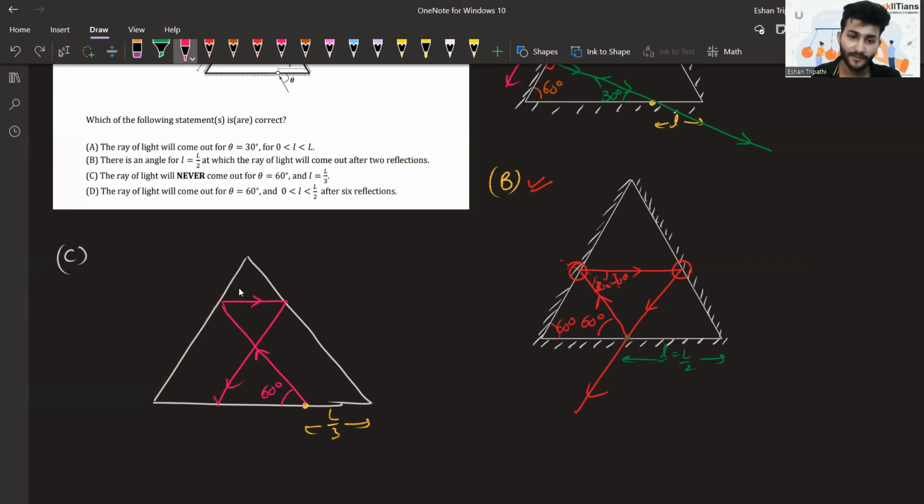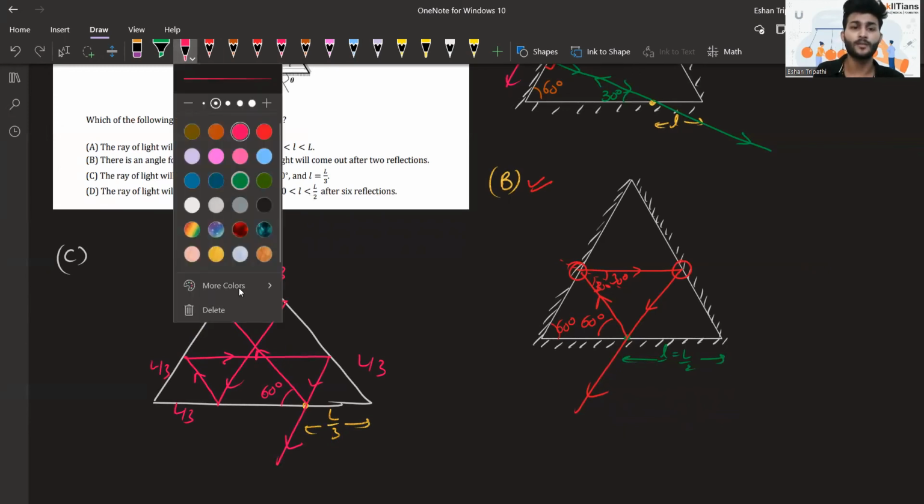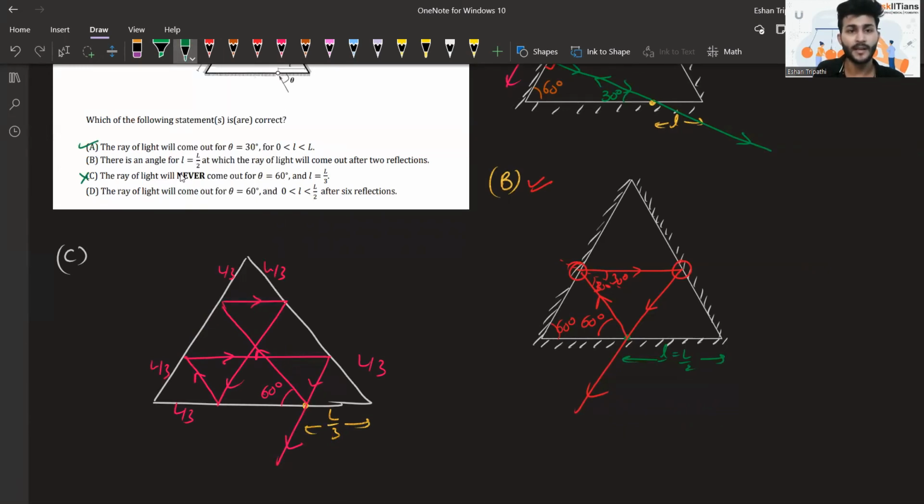Then again, it will reflect from over here. L by 3, all these distances will be L by 3, L by 3, L by 3, L by 3, L by 3. Then it is going to reflect from here. This will also be L by 3. And just imagine, using symmetry, again, this ray of light will come out. Is it that it will never come out? No. C part is wrong. A was correct, B was correct, C is wrong.